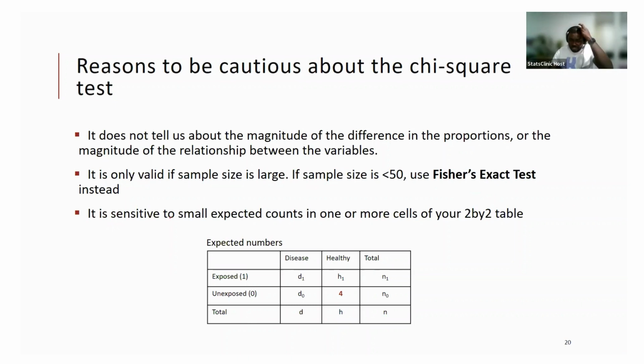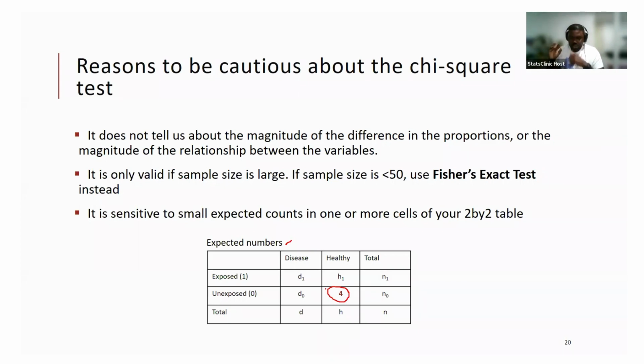Okay. But the other very key point that you should remember is that the chi-square is sensitive to small expected counts. Okay, the chi-square is sensitive to small expected counts. So if say you have your observed numbers, and then you have your table of expected numbers like here, and one of the numbers in your cells is less than 5, then the chi-square might not be valid.